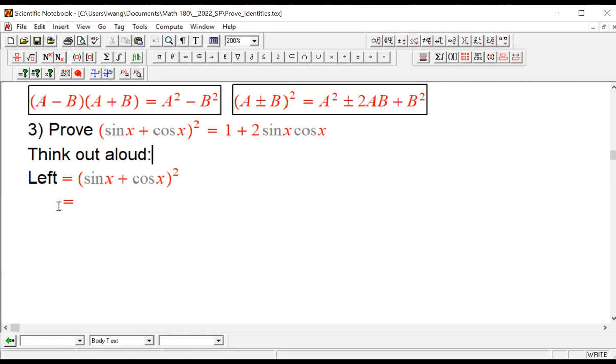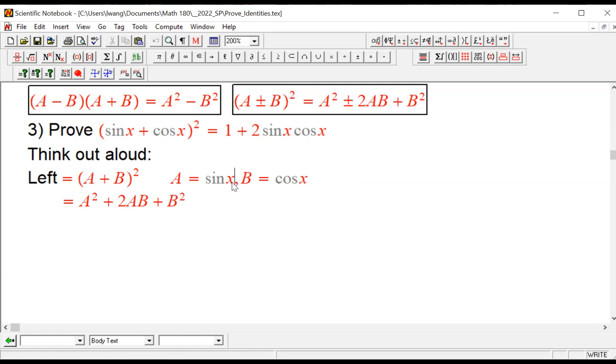Think out aloud. Okay, I'm going to show you the process. This is my A and this is my B. Okay, so my A is sine x. My B is cosine x. Okay, so for (A plus B) squared, I know it equals A squared plus 2AB plus B squared.